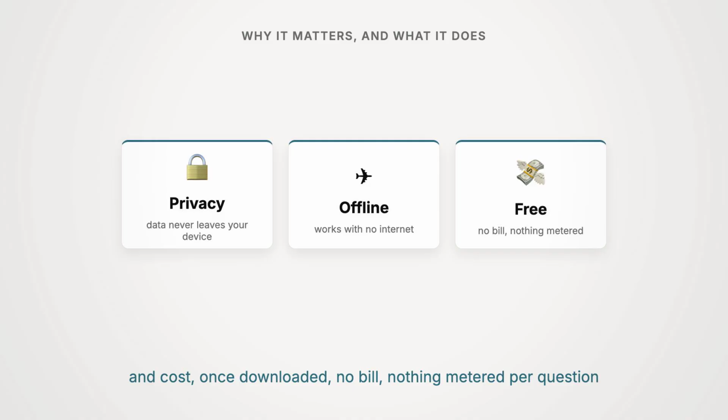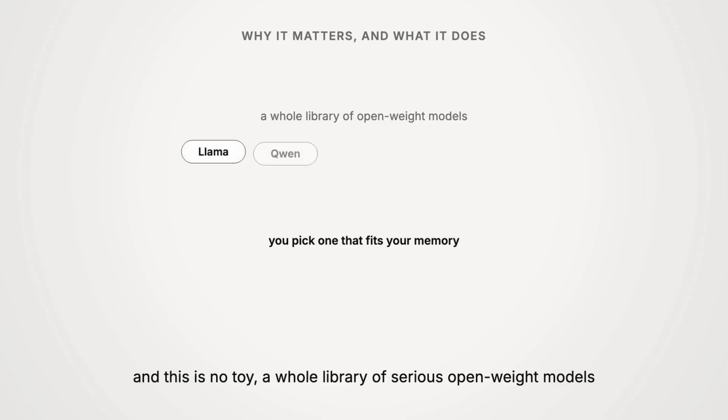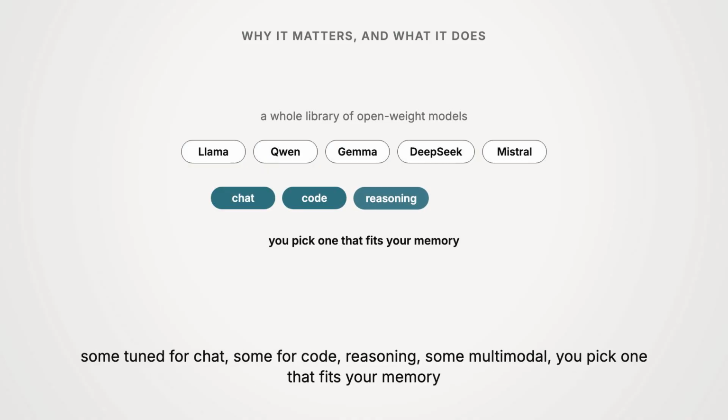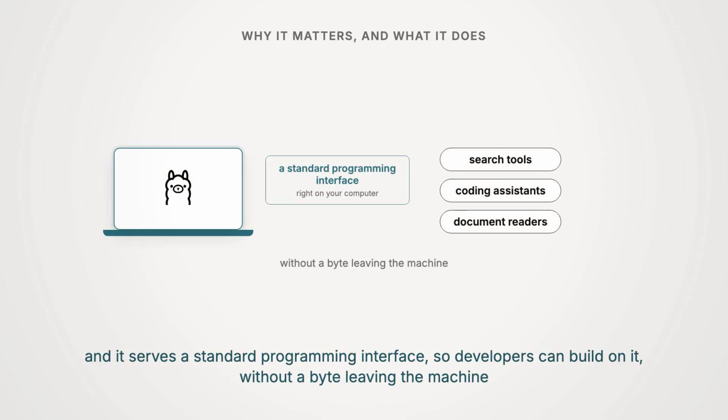And this is no toy version. You can run a whole library of serious open-weight models, families like Llama, Qwen, Gemma, DeepSeek, and Mistral. Some are tuned for chat, some for code, some for reasoning, some are multimodal and can look at an image. You pick one that fits your memory. And it serves a standard programming interface right on your computer, so developers can build search tools, coding assistants, and document readers on top of it, without a byte leaving the machine.